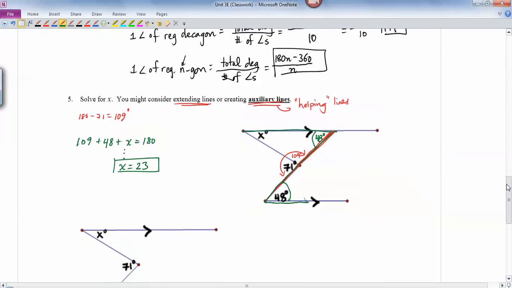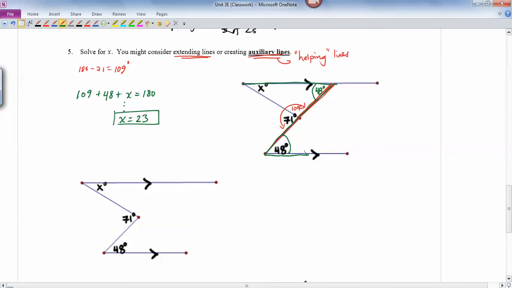Okay? It turns out you could do this by extending this line downwards instead. If you did that, then this one would be 109. You could add these up to get 180, and this would end up being 23. And then you could use a big Z shape right here where the top and bottom are parallel. So if that's 23, this alternate interior angle is 23. But let me show you another one. So that's an extending lines one.